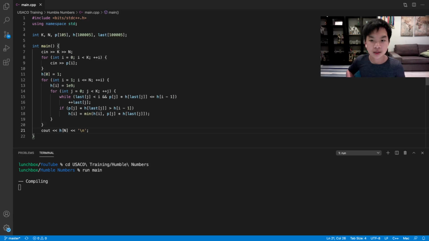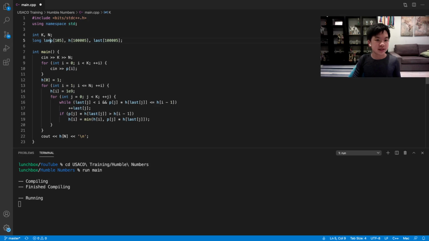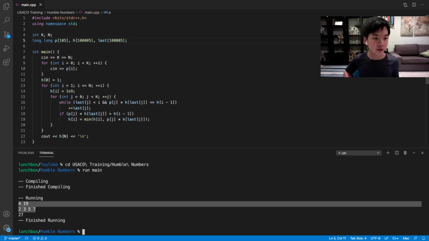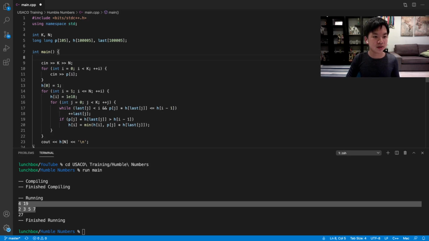Compiling. Okay, so the primes are going to be integers. I think we actually have to use longs here because the values can be quite big. So we're getting 27, which is correct for the sample case. But the numbers can be quite big, so as I said before, we're going to use longs. So instead of 1e9, we can use 1e18, which is a lot bigger. So let's submit this.